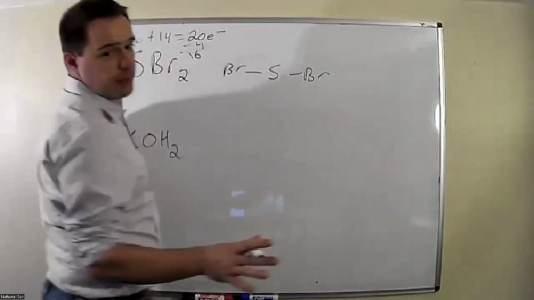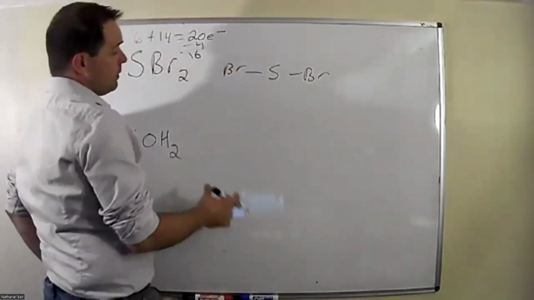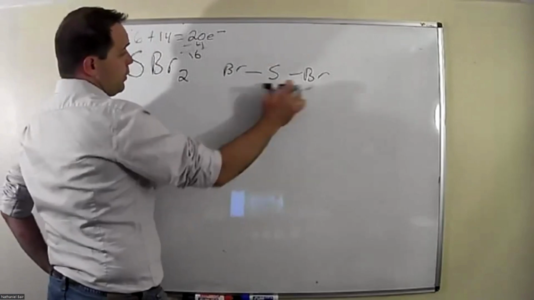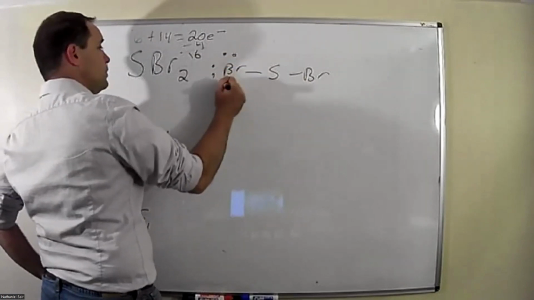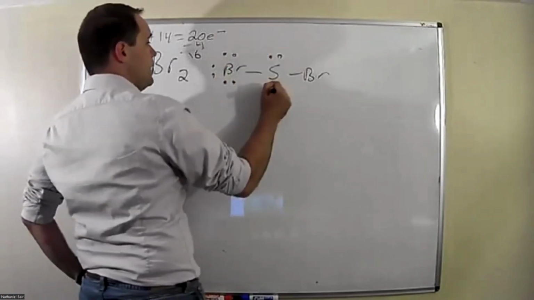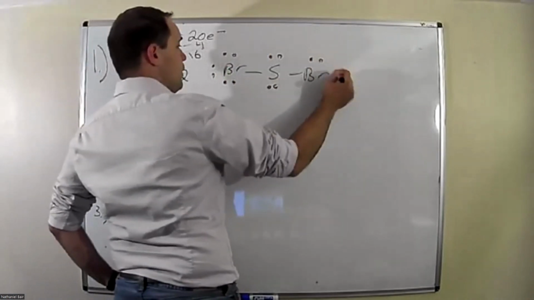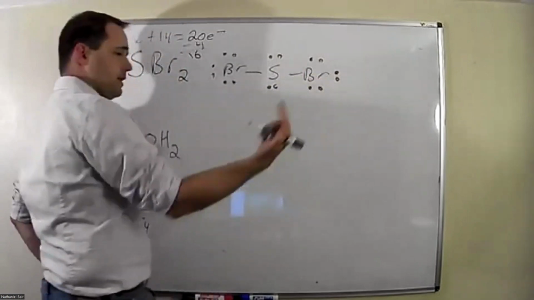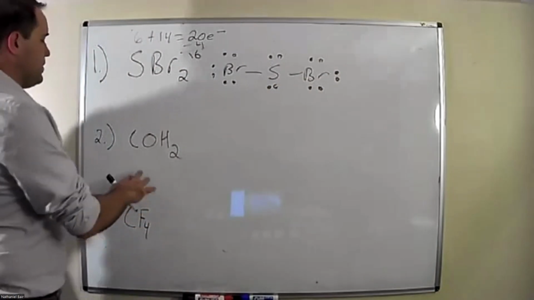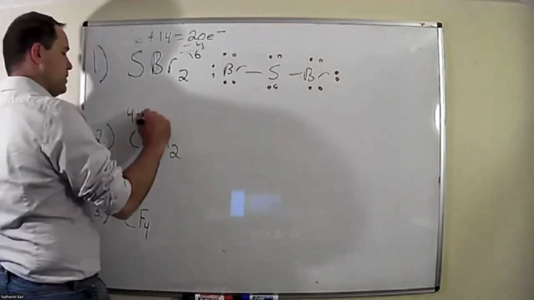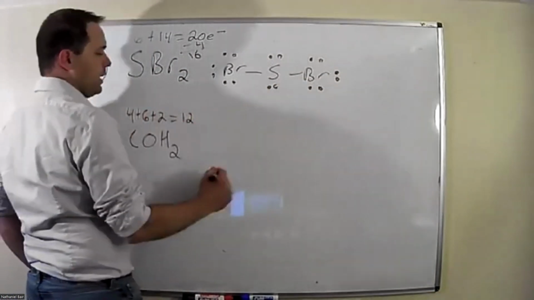Now there's 2 kinds of people, there's thinkers and doers. Thinker looks at this, says, I need 6 plus 4 plus 6, that's 16, life is good. Or a doer, 2, 4, 6, that guy's happy. 8, 10, that guy's happy. 12, 14, 16, that guy's happy. SBr2. Next up, COH2, we got 4 plus 6 plus 2, that's 12 electrons.